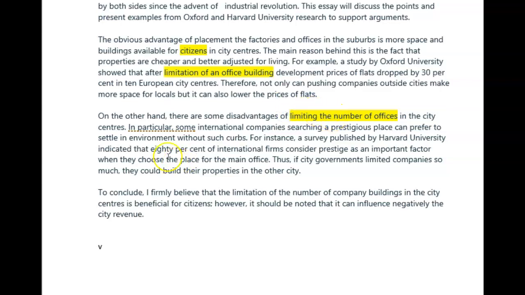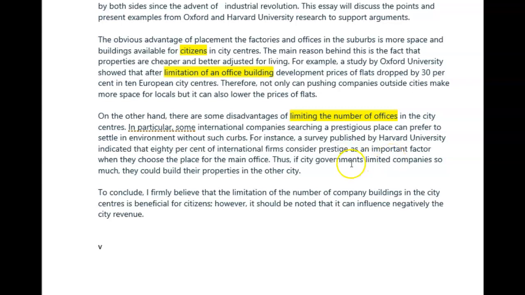Okay. In particular, some international companies searching for a prestigious place would prefer to settle in an environment without such curbs. A very good example. Maybe you could just point to the fact that a city location is extremely important for their business. I mean, you've said they prefer it, but why? They want to make it easier for people to get to them, easier access. Yes, it suits their business model, doesn't it?